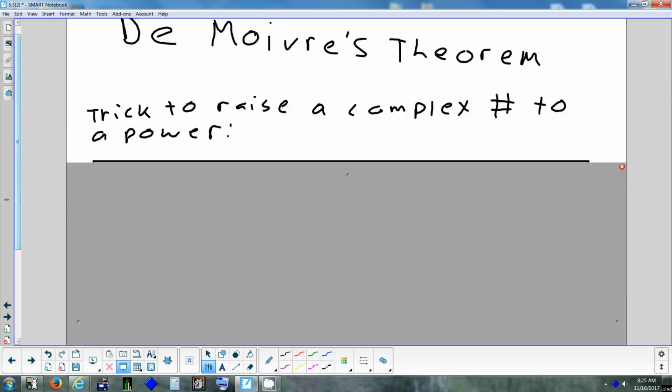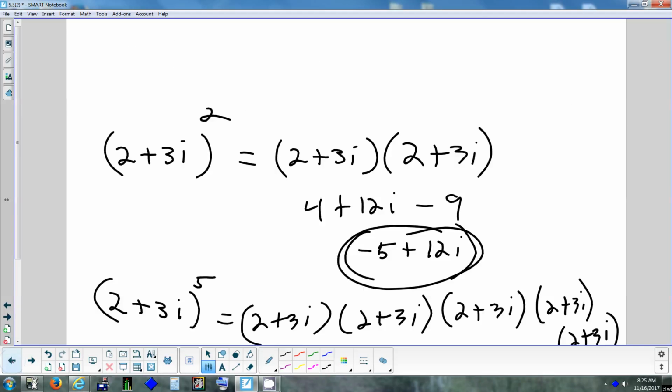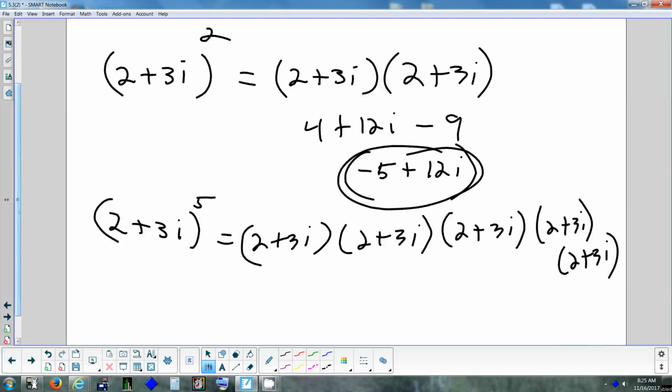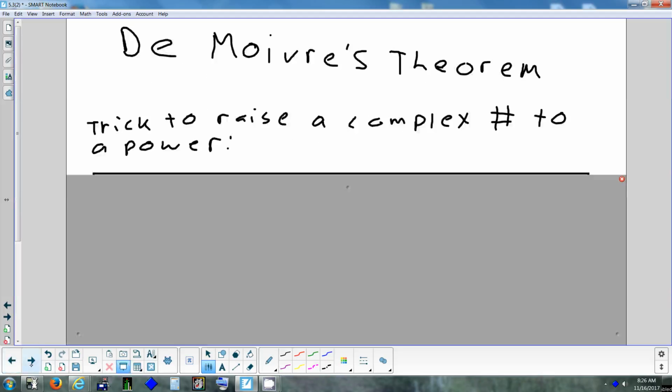So De Moivre's theorem, like everything else we've done in this section, assumes you are in polar. If I asked you to do a problem like this, it would definitely be faster to change that to polar and do what I'm about to show you. No question. And the bigger that exponent gets, the more time you save. For small exponents, like squaring something, this trick probably isn't worth it. Big exponents, definitely worth it.